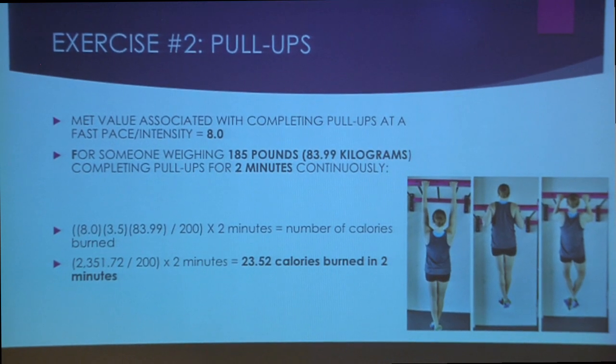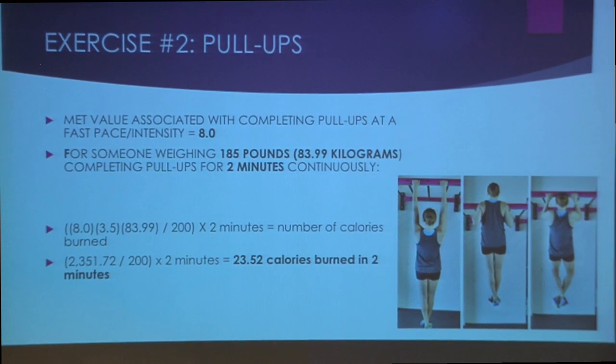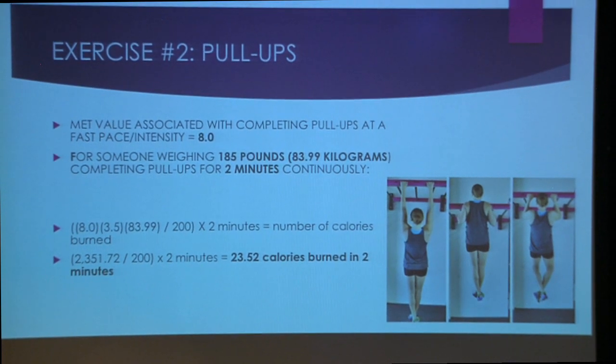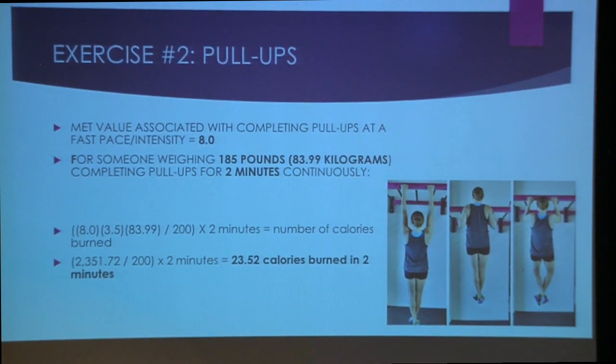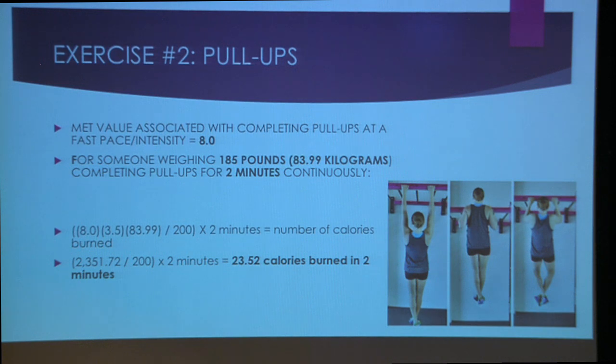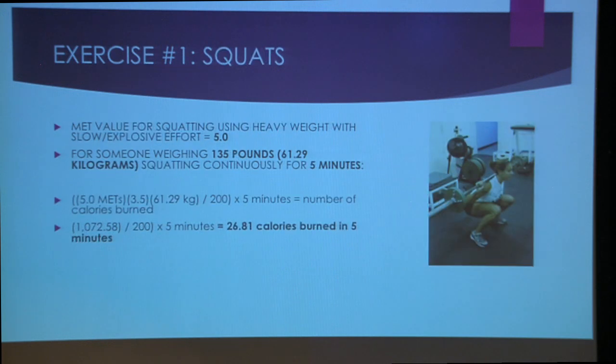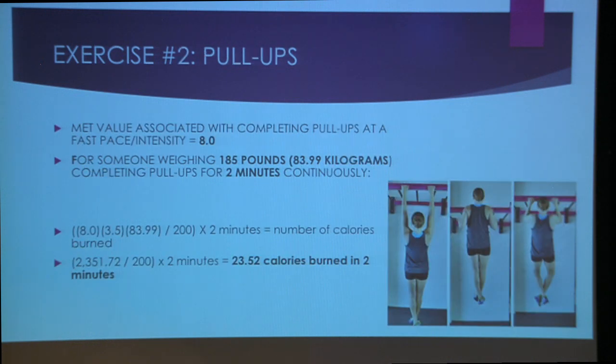And then our second exercise is pull-ups. For this one, I specifically wanted to use the pull-up example at a faster pace, higher intensity. So somebody who's just going for a lot more reps in a certain amount of time, that's associated with an MET value of 8.0. So as you can see the difference in the intensity. This would be for somebody like me. I weigh 185 pounds, and if I were to complete X amount of pull-ups in 2 minutes, I would burn approximately 23.52 calories in 2 minutes.